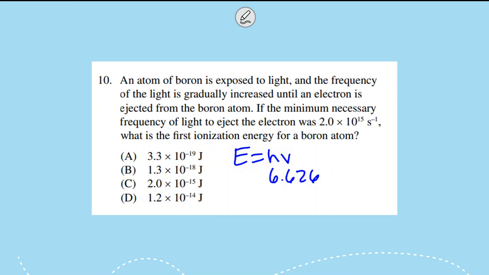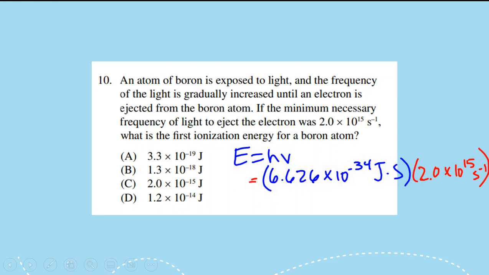And Planck's constant, 6.626, whatever, blah, blah, blah. That one's on the formula sheet. That's Planck's constant. And then you just multiply it by your frequency here, and you should get the energy. So calculator's out. Let's calculate that one. So this is like the amount of energy needed to eject the electron. That's relatable here to the frequency.